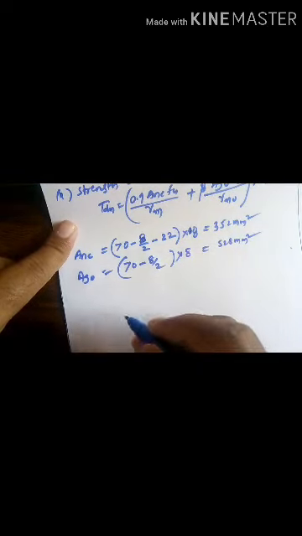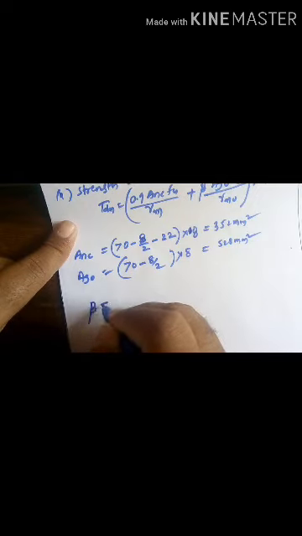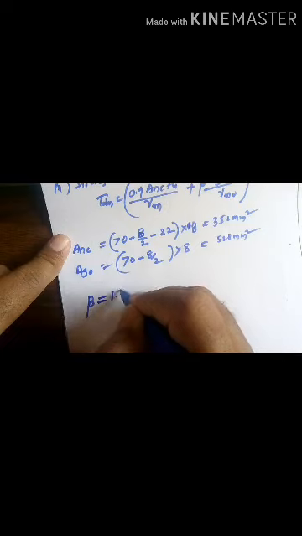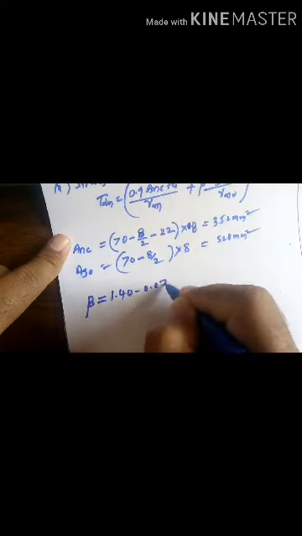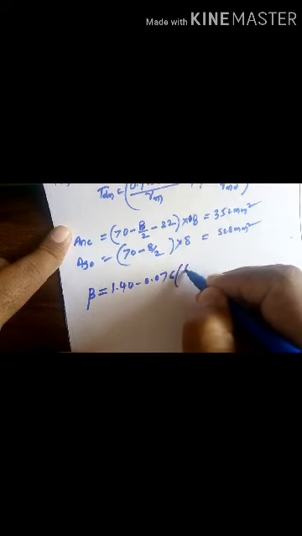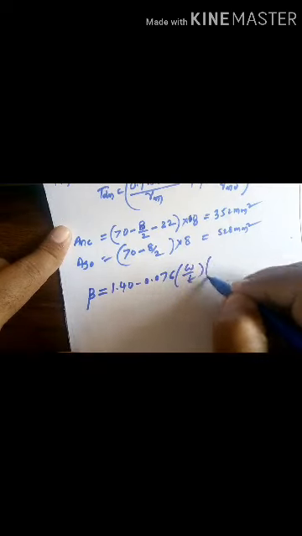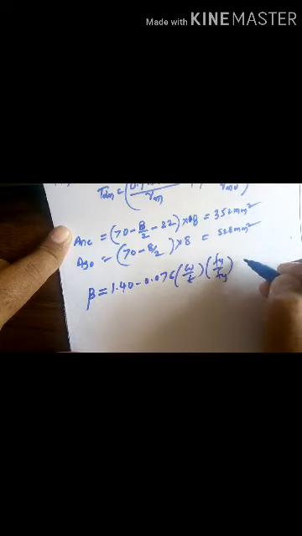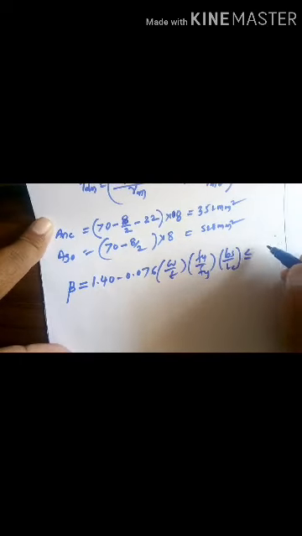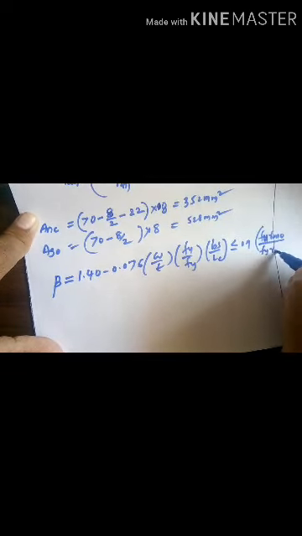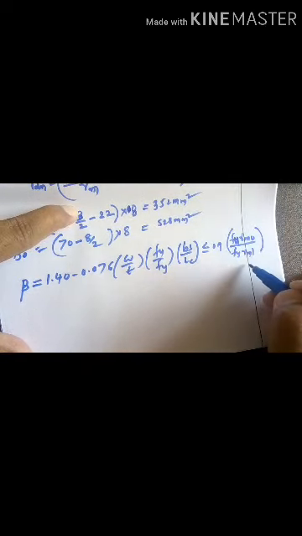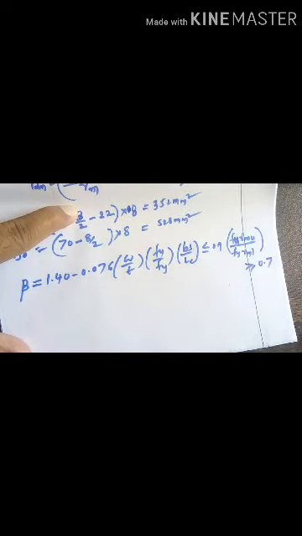Then calculate the beta value. The beta formula we have: 1.40 minus 0.076 times (w by t) times (Fu by Fy) times (Bs by Lc). It should be less than or equal to 0.9 times Fu gamma m1 divided by Fy gamma m0, and also it should be more than or equal to 0.7.